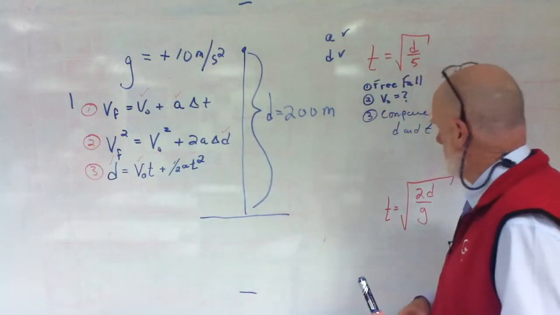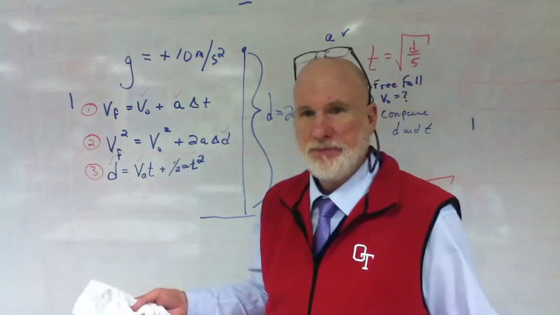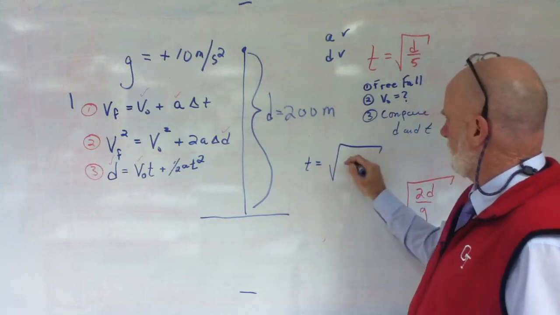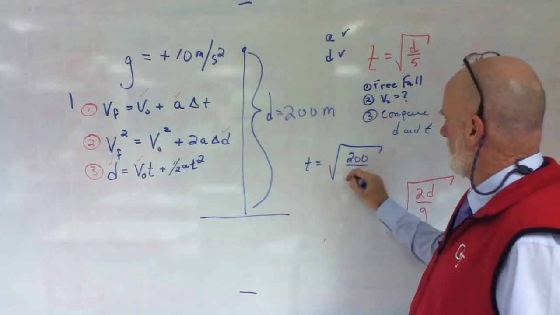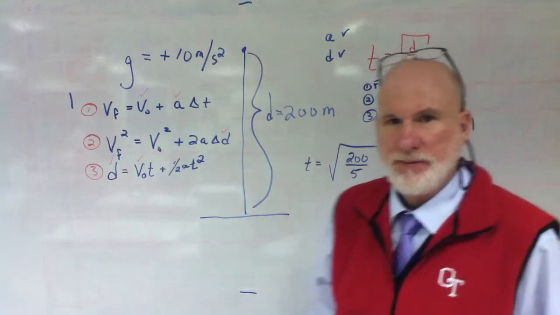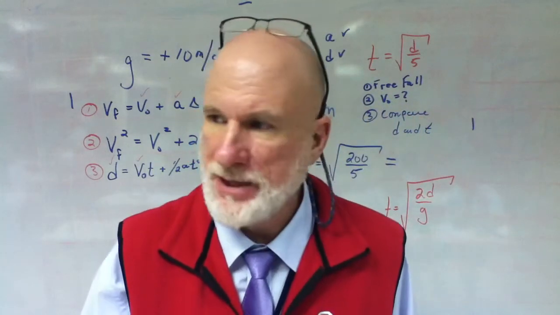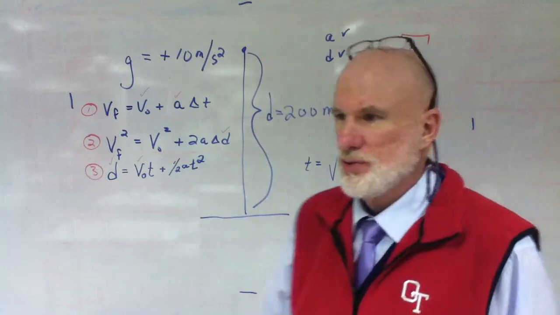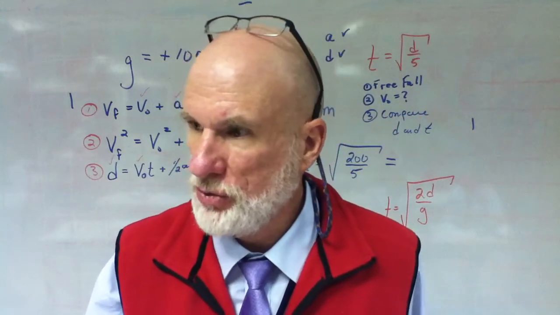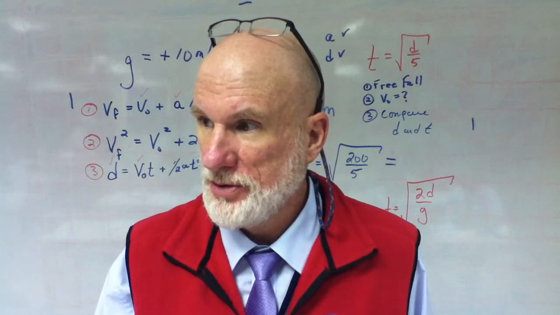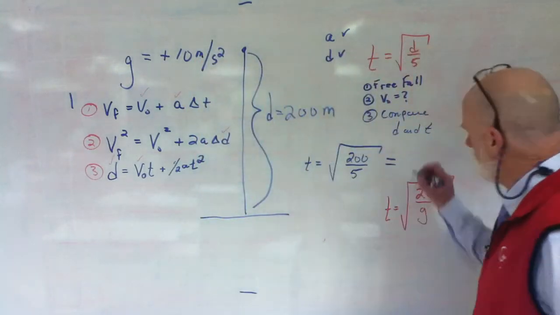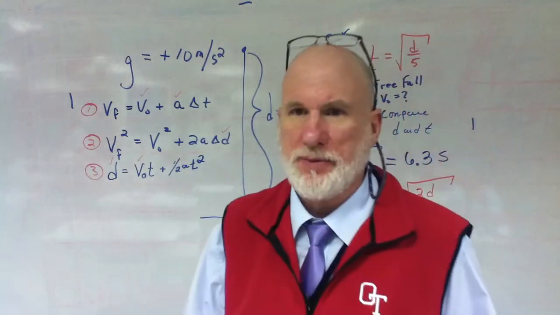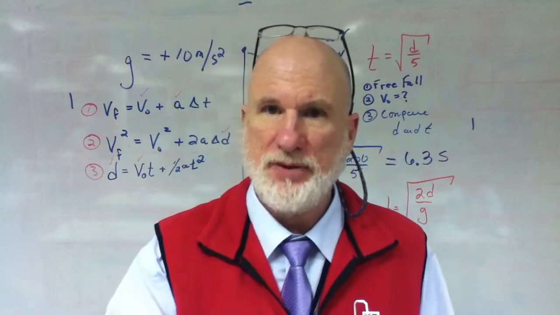Okay, so, can we solve the problem? Yes. So what is it? T equals the square root of 200 over 5, which is 40? Root 20, which is 2 root 5, right? Which is 6.3. Don't forget, we don't leave things in radical form. Didn't we go over that last time? Yes. We don't leave things in radical form.